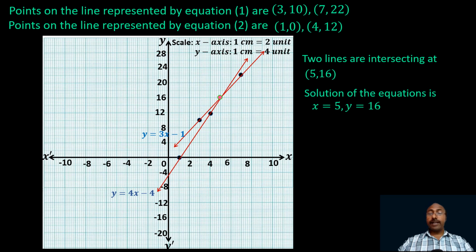And what is x here? The number of benches is 5, and what is y here? Number of students is 16. Okay, so that's the end of this exercise, and in the next class we shall go on to solving the equations by the algebraic method.